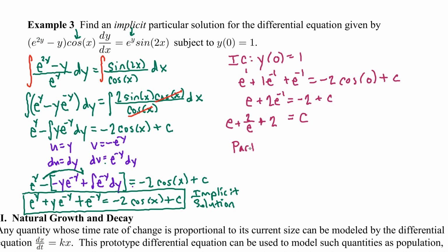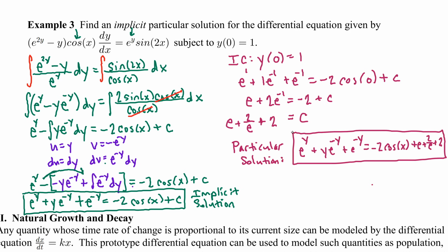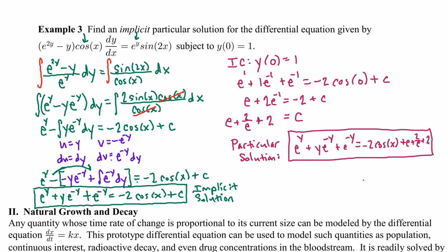So let's update our solution and make it a particular solution. We're going to end up with e to the y plus y e to the negative y plus e to the negative y equals negative 2 cosine of x plus c. And we obtained 2 over e plus 2 for our constant. That is an implicit particular solution. Now, if you were able to follow that process and you're comfortable with the calculus, then that is the new information for this section. That's the new method.